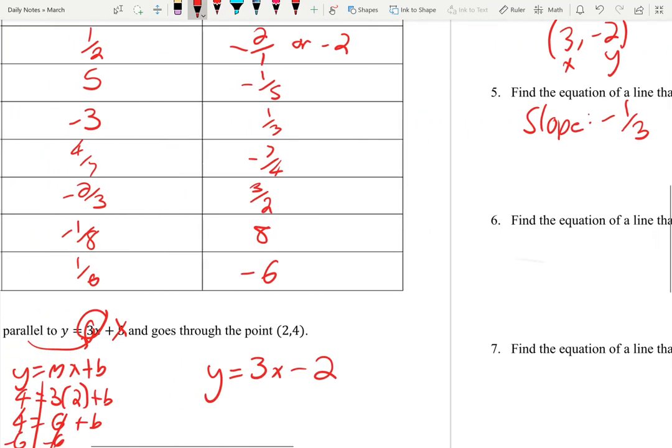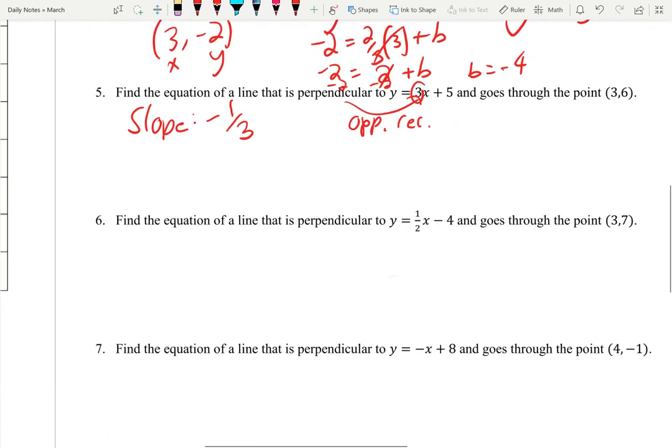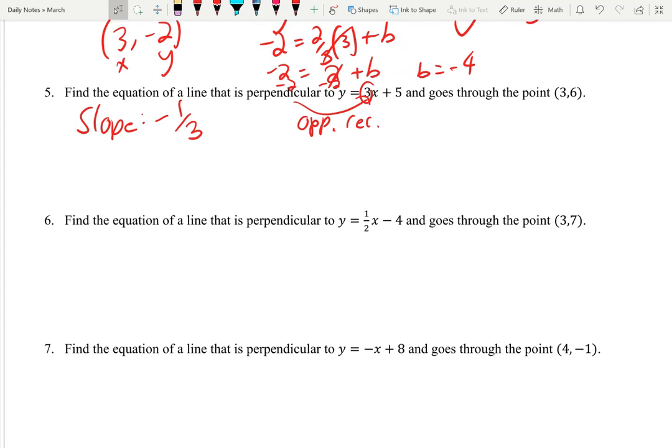And that goes back to these changes. Remember how we had to take the fraction, flip it over and change the sign? Well, that's where it comes into play. Perpendicular line, opposite reciprocal slope. So the opposite of 3 over 1 is simply negative 1 over 3. So negative 1/3 is going to be our slope, and it has to go through the point (3, 6).